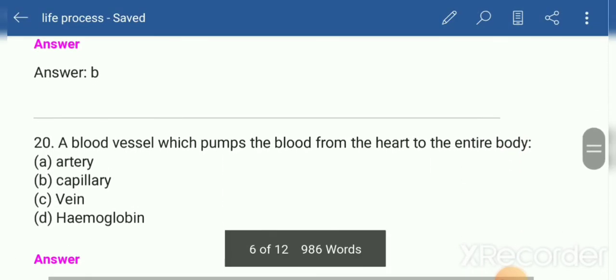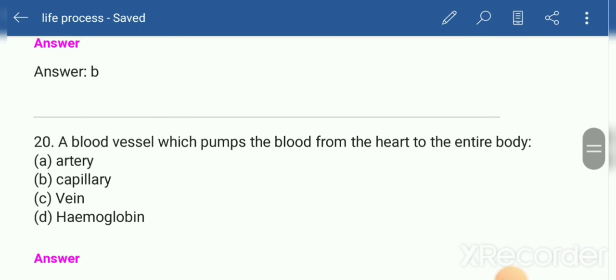Next, the blood vessels which pump the blood from the heart to the entire body are generally called what? Option A, artery. Arteries generally carry the oxygenated blood and veins carry the deoxygenated blood, and the small blood vessels are generally called capillaries. So artery is the correct answer because it carries the oxygenated blood from the heart and transports it to the entire body.